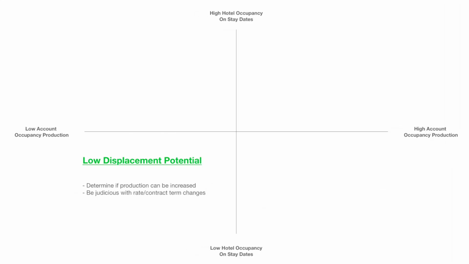The third grouping is your low displacement potential accounts. While these accounts only provide marginal production, they don't often stay with your hotel over nights where you would have sold out anyway. So for these accounts, you should determine whether you have the ability to increase their production volumes through a more attractive rate or more favorable terms, and see if you can convert them into a high incremental value account. Now, if production increases do not seem feasible, you may want to consider charging a slightly higher rate than last year while keeping the terms generally the same.